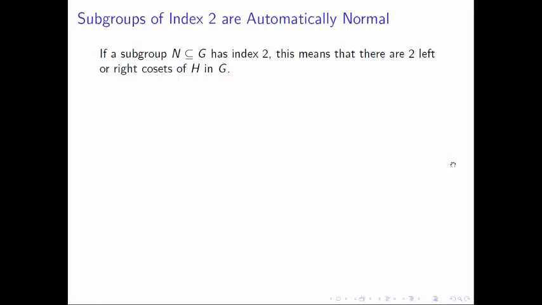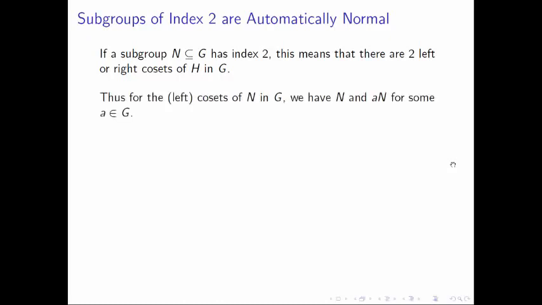Now we can generalize this previous example quite a bit. Let's suppose that we have an arbitrary group G, and we have a subgroup N that happens to have index 2. Remember that the index of a subgroup is the number of left or right cosets of that subgroup inside the larger group G. So what this means is there are 2 left, or alternatively right, cosets. For the left cosets of N in G, we're always going to have the subgroup as one of our cosets, so N will be a left coset, and then there's some other left coset, let's name it aN, for some a in G.